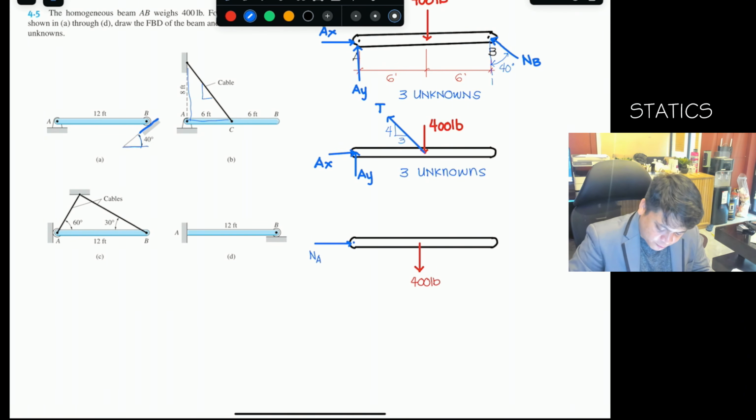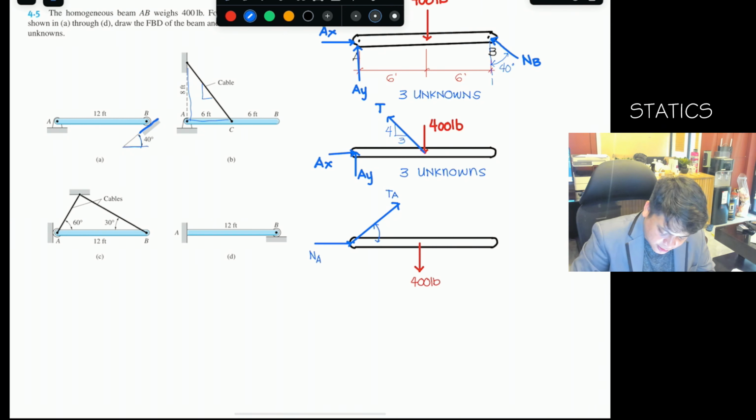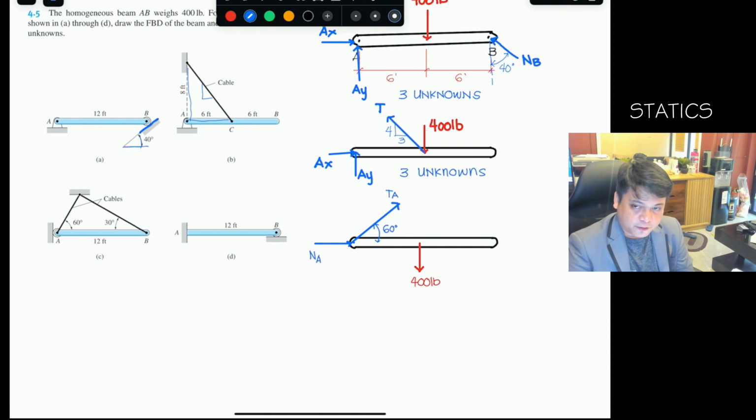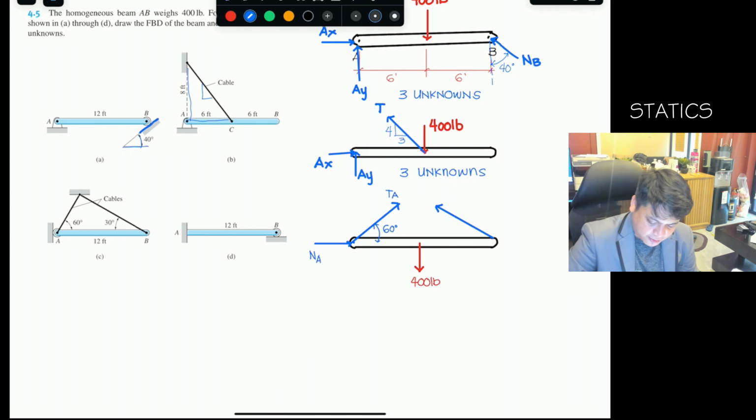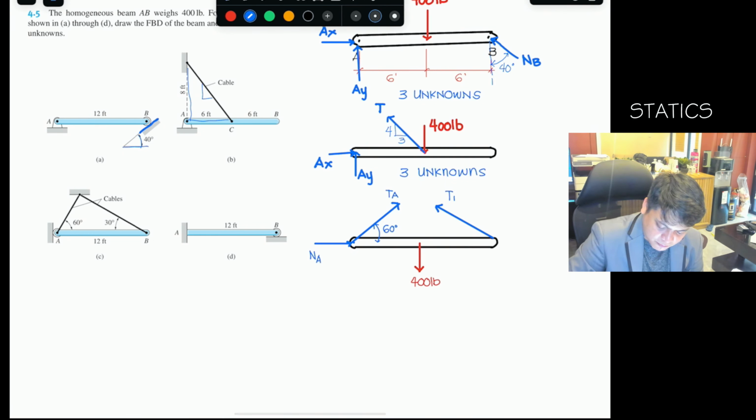Aside from that, from point A also, meron ka ring tension. Okay, so we can call that as the TA. Okay, and again, that is in 60 degrees. Okay, next, we can have at point B, meron ka rin po dong 30 degrees. Okay, so meron ka dong tawagin nating TB, and that is now on your 30 degrees.